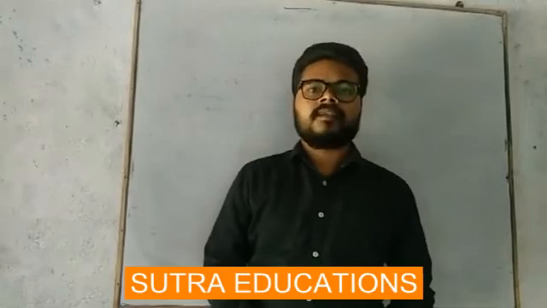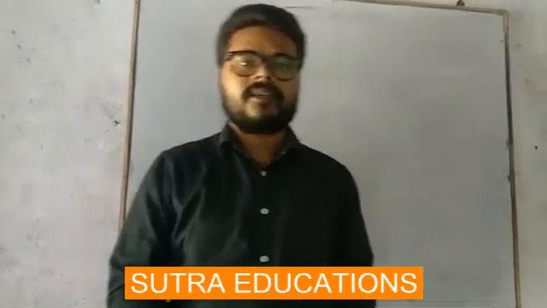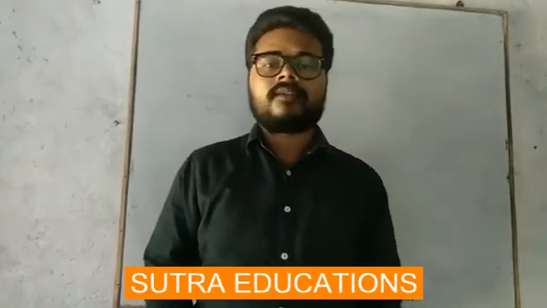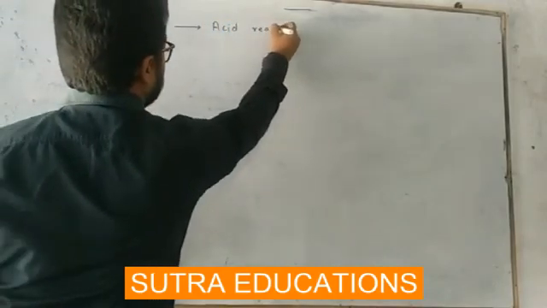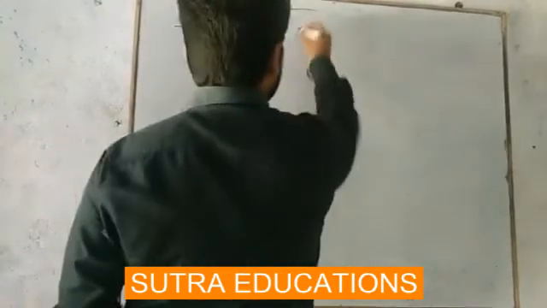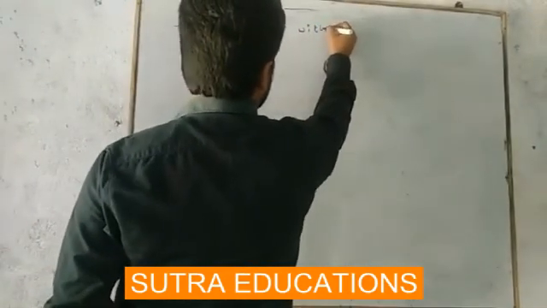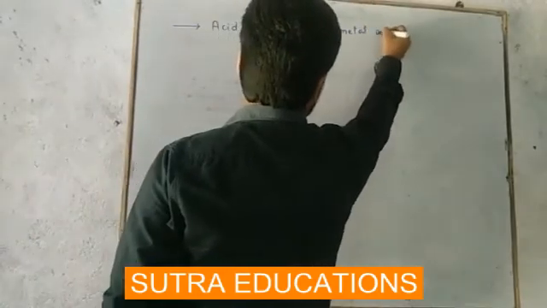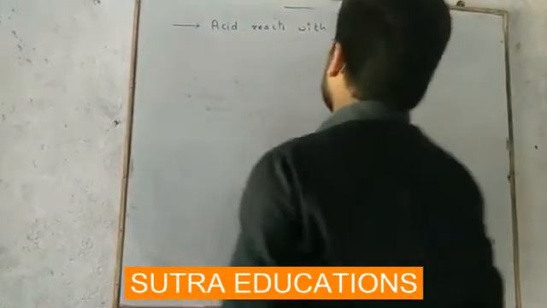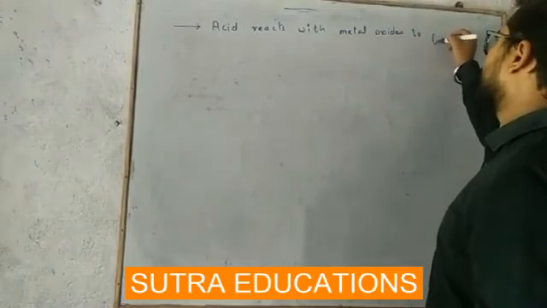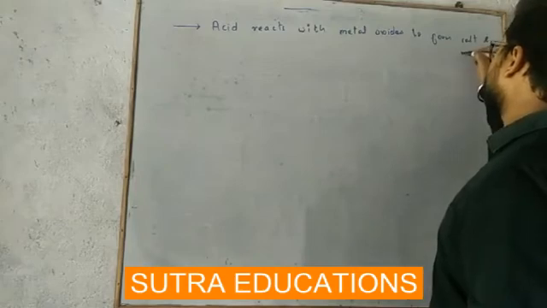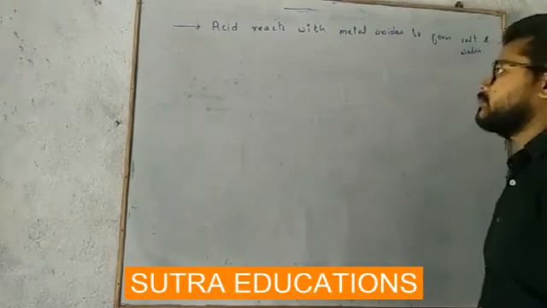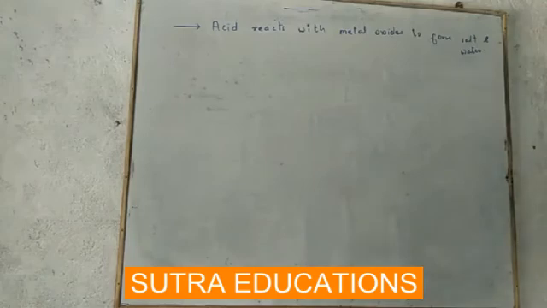Good morning. So we were discussing properties of acids, and I think only one property is left. The property is: acid reacts with metal oxides to form salt and water. Okay, acid reacts with metal oxides.